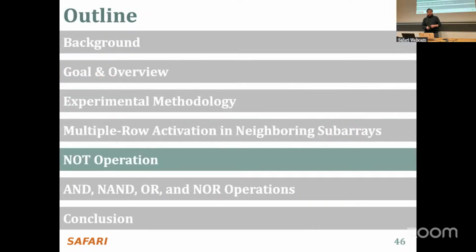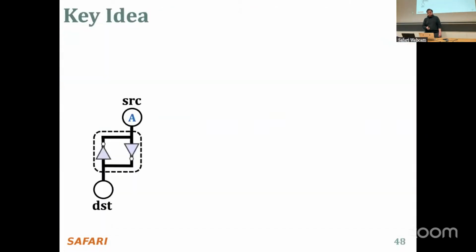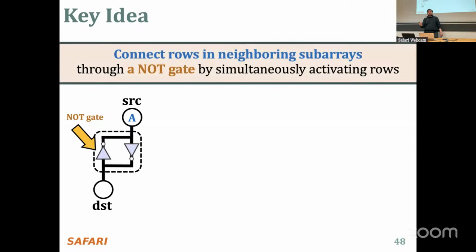And now let's move on to our first Boolean operation, which is the NOT operation. The key idea is to use the connection between neighboring subarrays, the NOT gate and the sense amplifier. Here we have 2 cells, source and destination, which are in the neighboring subarrays. The key idea is to connect rows in neighboring subarrays through a NOT gate by simultaneously activating them.